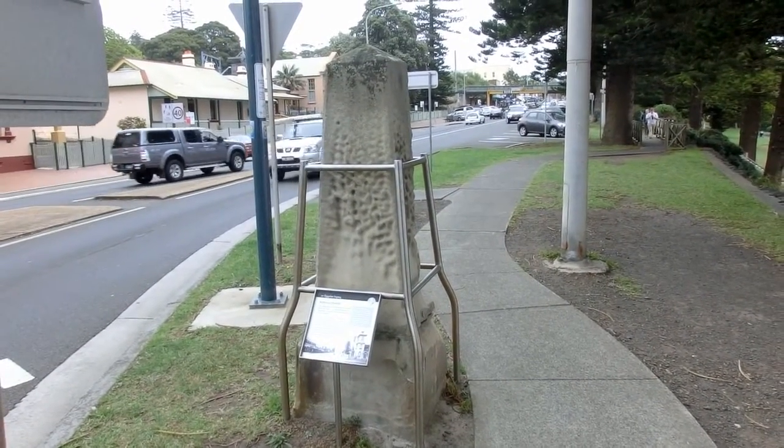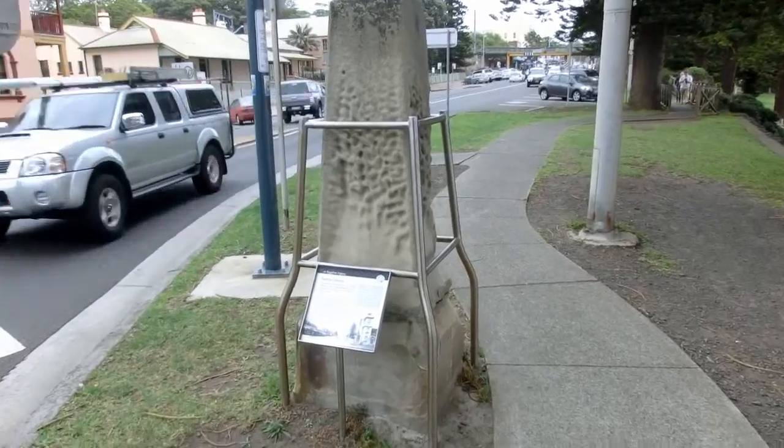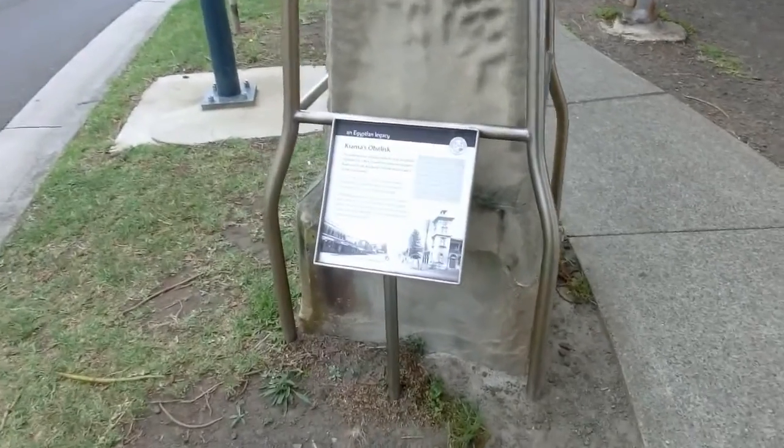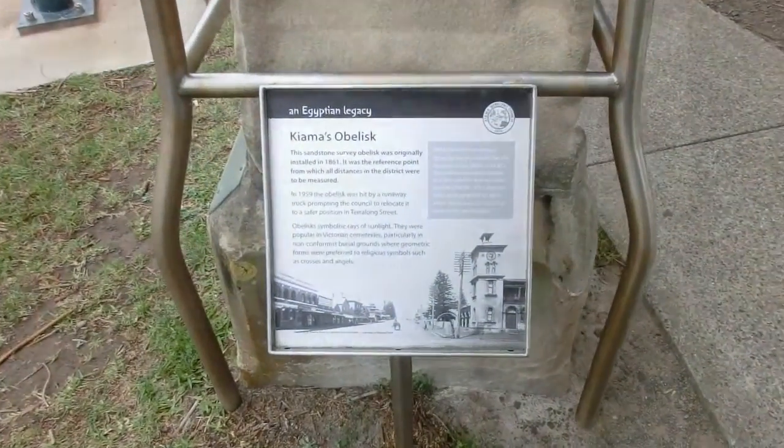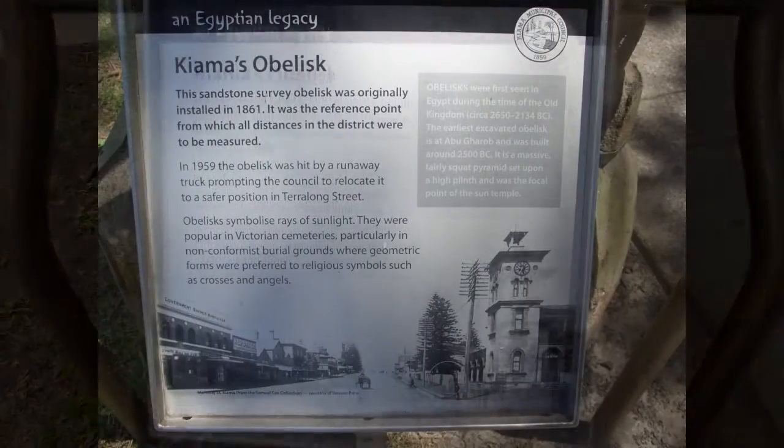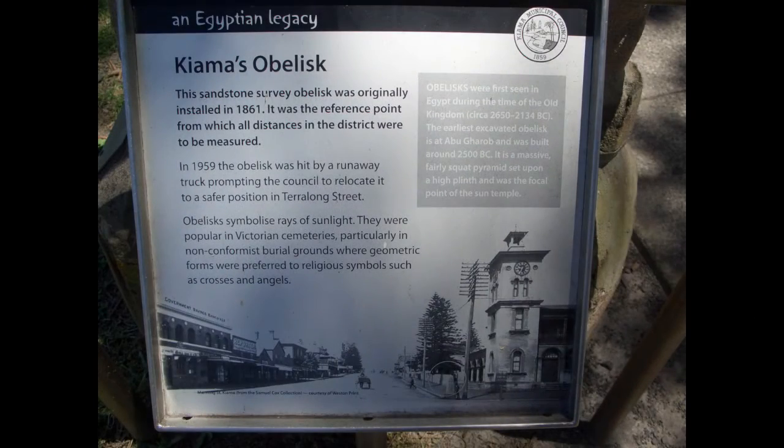There are occult references even in the obelisk. The Kiama obelisk is a survey marker, but there's a little plaque there and it has some nice information regarding the importance. So obelisks symbolize rays of sunlight. They were popular in Victorian cemeteries, particularly in non-conformist burial grounds where geometric forms were preferred to religious symbols such as crosses and angels.